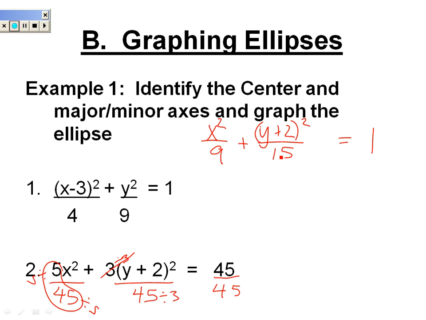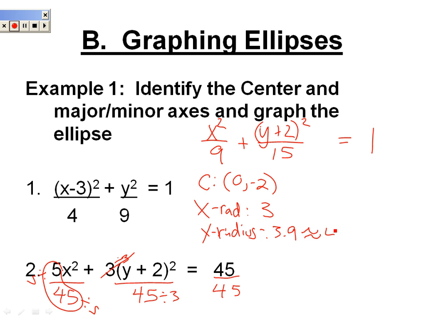So what's the center now, guys? 0, -2. Good. And my x radius? What's my x radius? It would be 3, the square root of 9. And the y radius, well, it's going to be an imperfect number, right? The square root of 15. So let's get an approximation of that. And I'm getting 3.9, which is pretty much 4. So when we graph it, we'll just use 4.